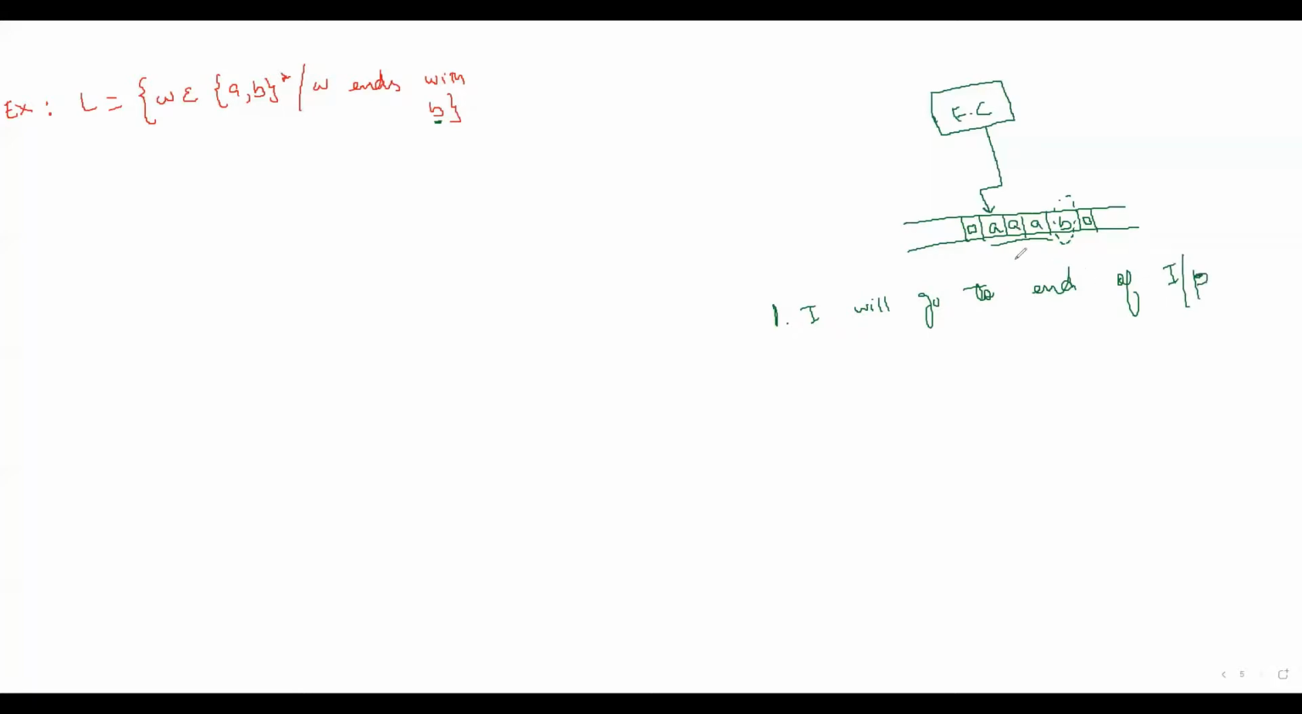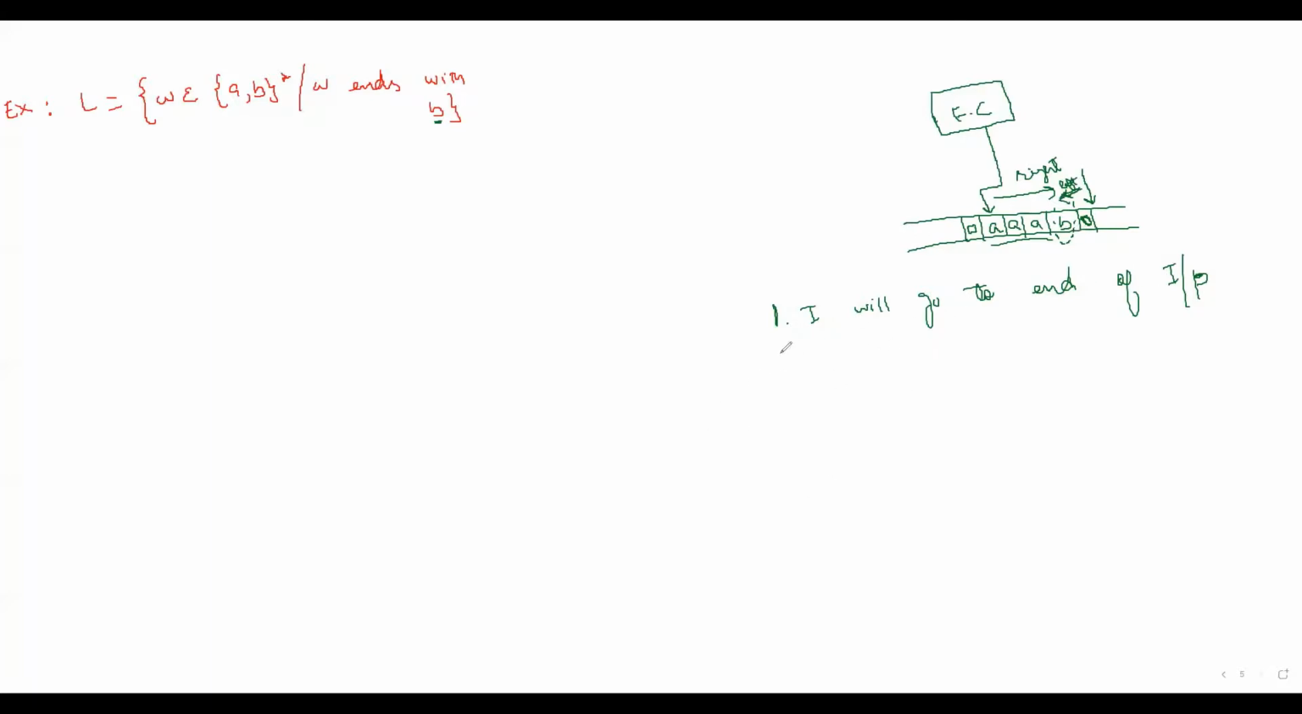Can anyone guess in this scenario how I will go to the end of input? I will keep on moving right, till what point? Till the point when I encounter a blank symbol. Blank symbol means that on the left of this, there is the last symbol. So I first have to go to this blank symbol. When I see this blank symbol, I will then go one position to the left.